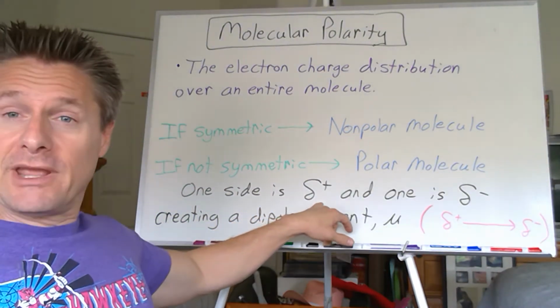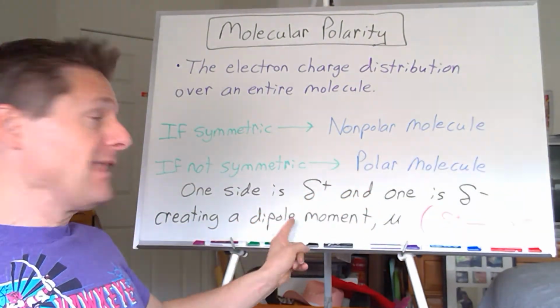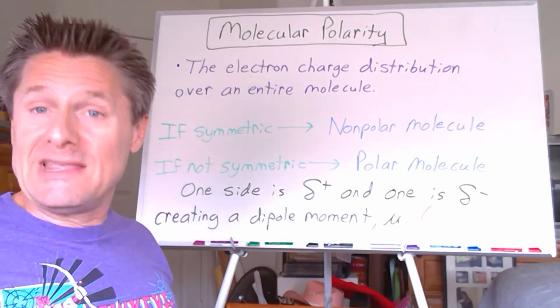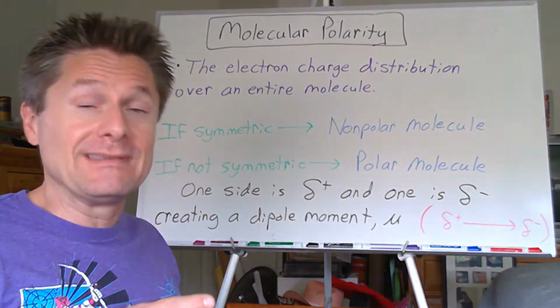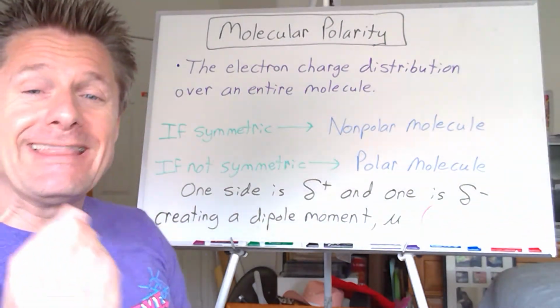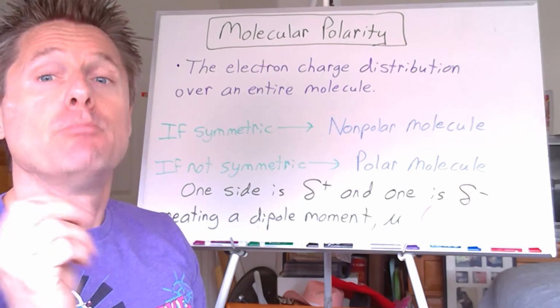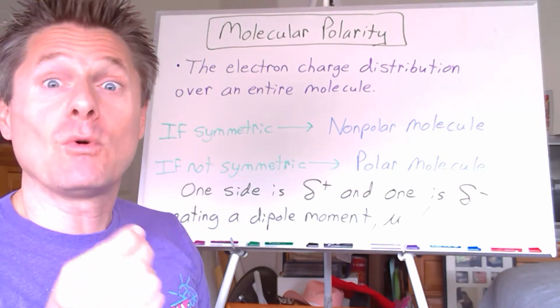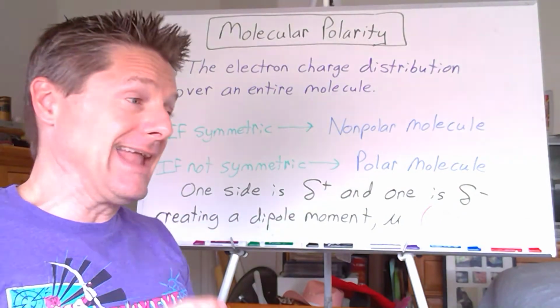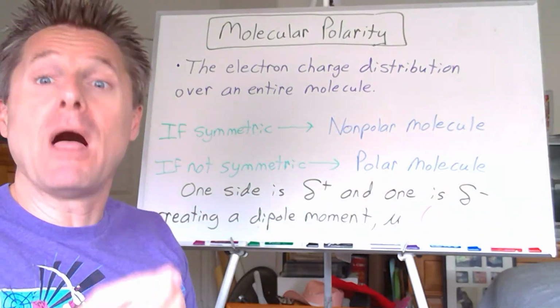So we got one partial negative side, one partial positive side. That creates a dipole moment of the overall species. You can have bond dipole moments and you can have molecular dipole moments. So one thing I want you to get in the habit of is whenever you say polar or nonpolar, I always want you to say, is that a polar bond or is that a polar molecule? Is that a nonpolar bond or is that a nonpolar molecule?